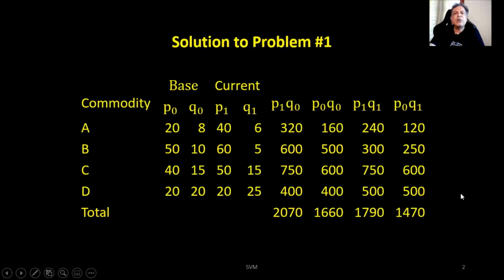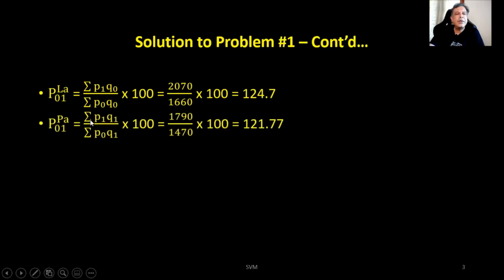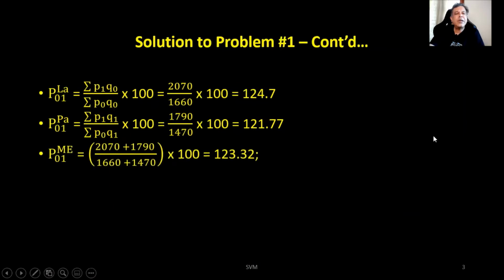First we can calculate Laspeyres price index, which is summation P1 Q0 divided by summation P0 Q0, the whole thing multiplied by 100, to get 124.7. Then we go to Paasche's index, which is summation P1 Q1 divided by summation P0 Q1 multiplied by 100. Substituting those values, we get Paasche's index as 121.77.